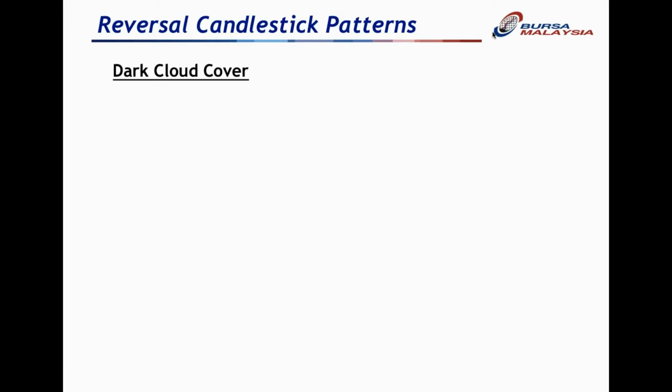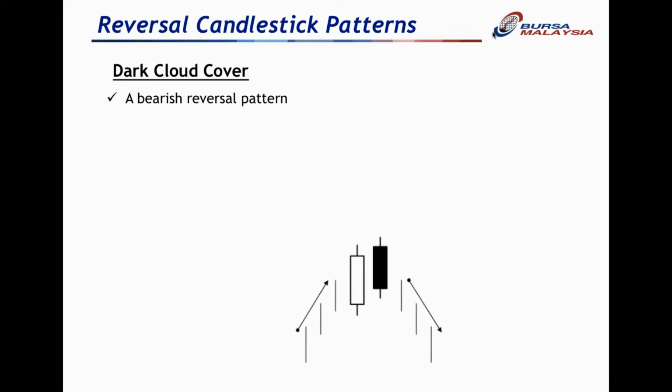So what is a dark cloud cover? This is how it looks like. It's a bearish reversal pattern. A dark cloud cover is the opposite of the piercing pattern. Unlike the piercing pattern, which is a bullish reversal pattern, a dark cloud cover is a bearish reversal pattern. On the first day we see a strong white body, and then on the second day it gaps up at open and then closes near the low of the day and well within the prior day's white body. So this is a dark cloud cover.